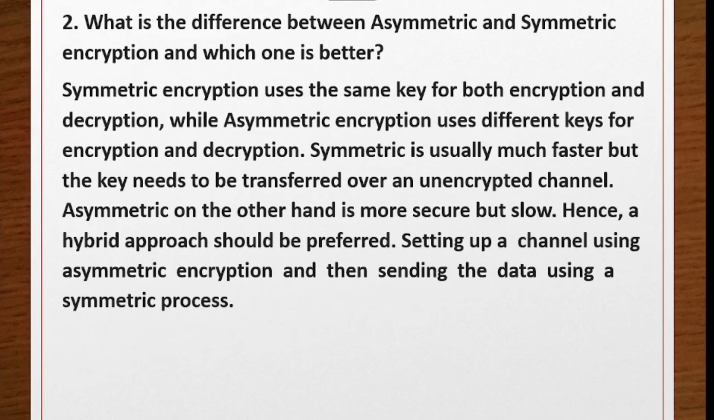What is the difference between asymmetric and symmetric encryption? Which one is better? Symmetric encryption uses the same key for both encryption and decryption, while asymmetric encryption uses different keys for encryption and decryption. That is, for encryption the public key is used and for decryption the private key is used. Symmetric is usually much faster, but the key needs to be transferred over an unencrypted channel, so there is a threat.